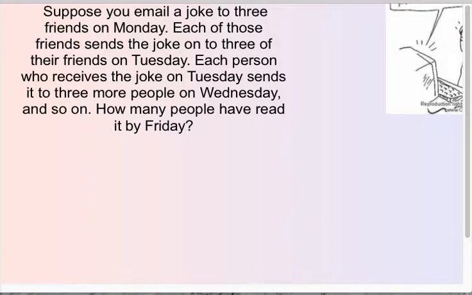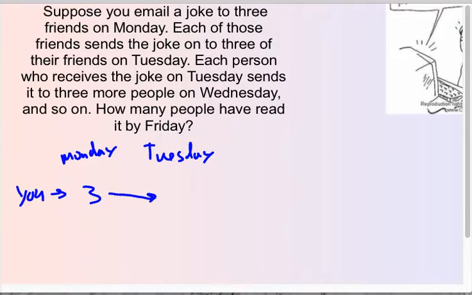Okay, this starts out with you sending a joke to 3 friends on Monday. Each one of those persons sends it to 3 more people on Tuesday. So 3 times 3, that'd be 9 different people receiving it on Tuesday. Then it goes to Wednesday, Thursday, and finally Friday.